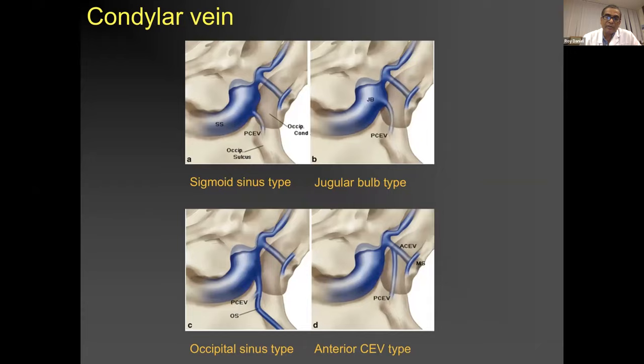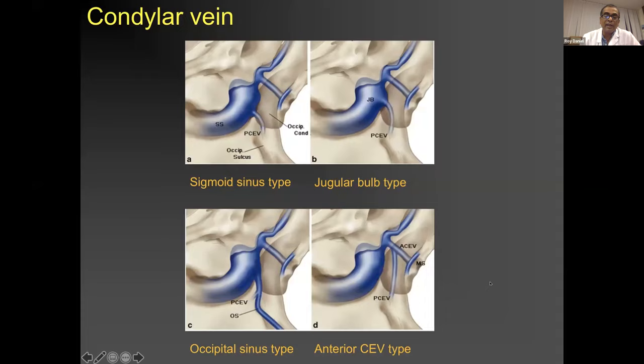So the posterior condylar emissary vein is an important structure that needs to be seen on the image and during surgery. So the most common type is the posterior condylar emissary vein that joins the sigmoid sinus. So that's the most common type. And then you have the jugular bulb type, you have the occipital sinus type, it joins occipital sinus. The anterior one is never a consideration because the anterior condylar emissary vein is away from our field, so it's less of a concern for a posterolateral approach.